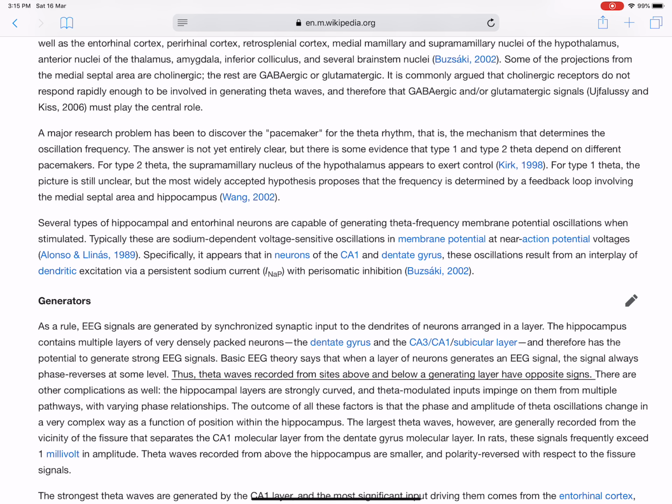There are other complications as well. The hippocampal layers are strongly curved, and theta-modulated inputs impinge on them from multiple pathways, with varying phase relationships. The outcome of all these factors is that the phase and amplitude of theta oscillations change in a very complex way as a function of position within the hippocampus. The largest theta waves, however, are generally recorded from the vicinity of the fissure that separates the CA1 molecular layer from the dentate gyrus molecular layer. In rats, these signals frequently exceed one millivolt in amplitude. Theta waves recorded from above the hippocampus are smaller, and polarity reversed with respect to the fissure signals.